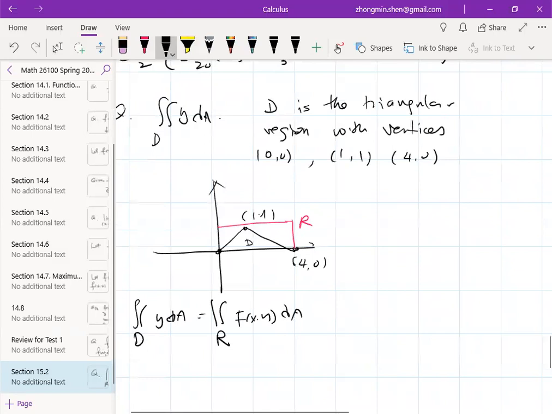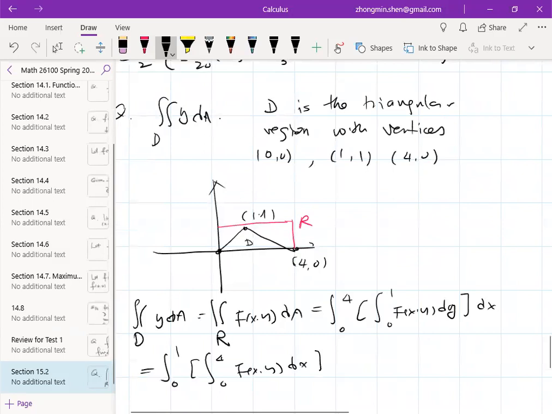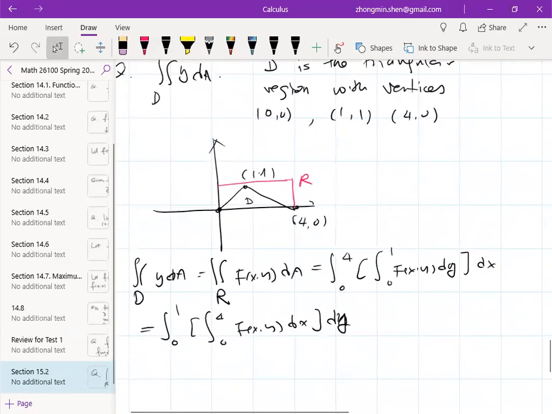Let me write down the two possible intervals. X is from 0 to 4, then y is from 0 to 1. Another one will be y is from 0 to 1, then x is from 0 to 4. I think either of them will work, but one of them will be more complicated. Which one is more complicated? I think the second one is more complicated.